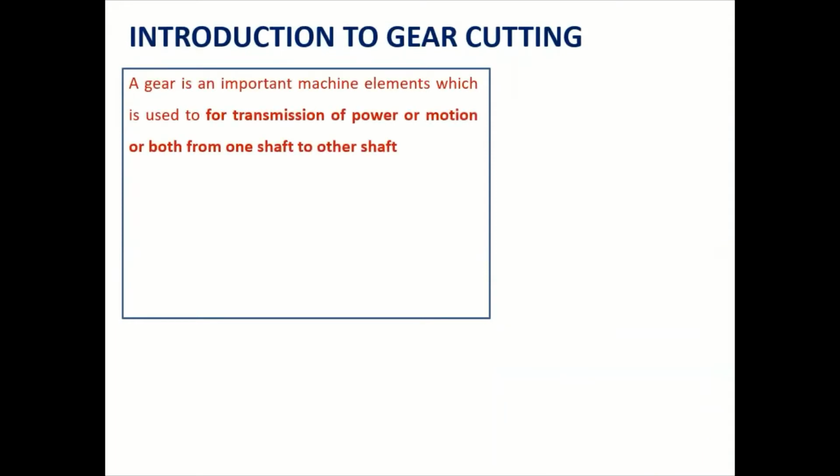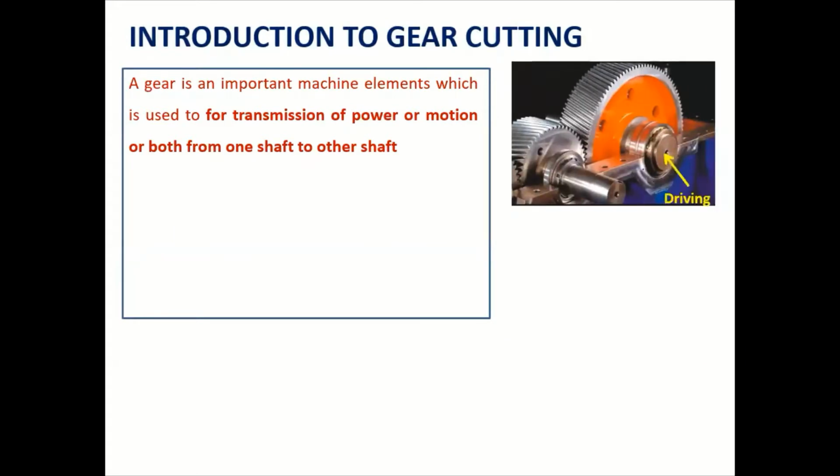Gear is an important machine element which is used for transmission of power or motion or both from one shaft to another shaft. So from this diagram, one is the driving shaft and the other one is the driven shaft. So we can transmit the power from one shaft to another shaft.